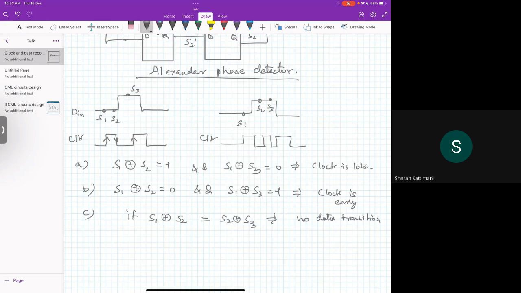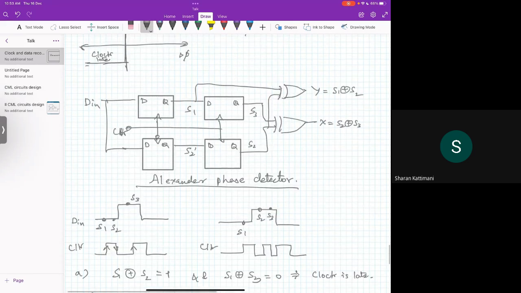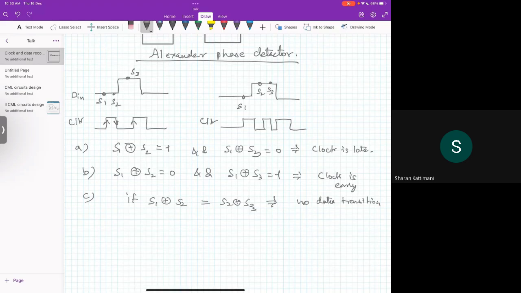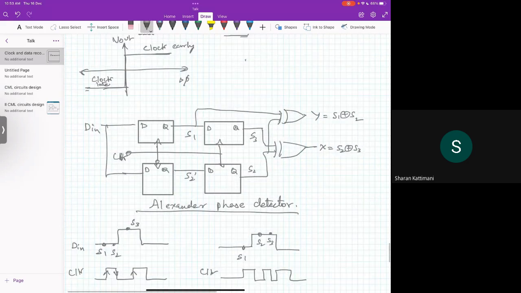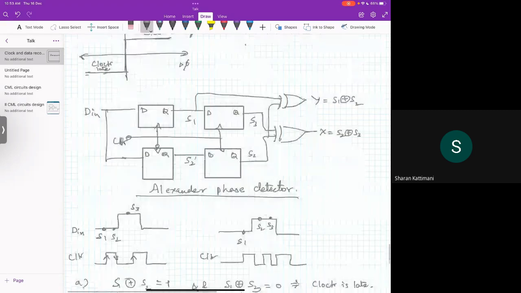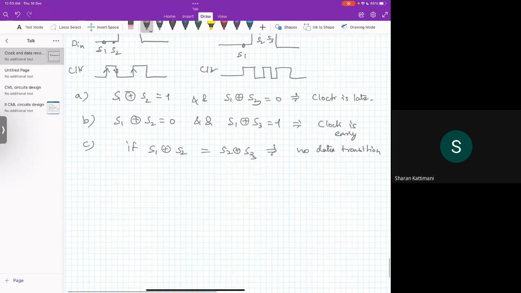Okay, so now you can see that in this phase detector there is a certain advantage that you are not sampling in between, and moreover you are actually sampling 3 times. You are re-verifying. So that is why this is also one of the most popular phase detectors in CDR. Okay, and the rest of the block remains the same as the PLL.